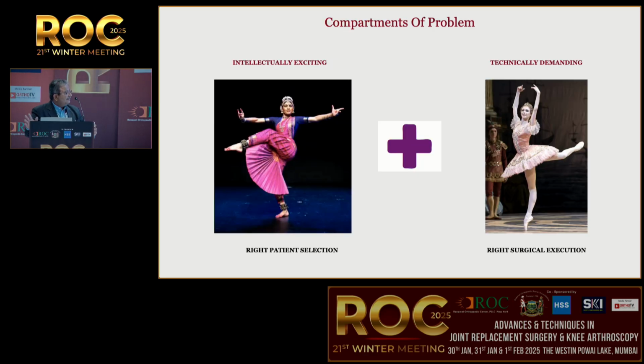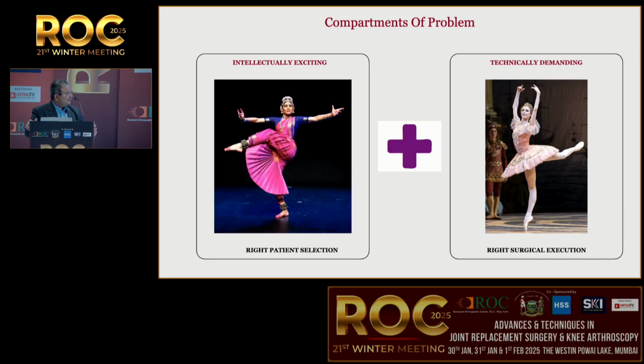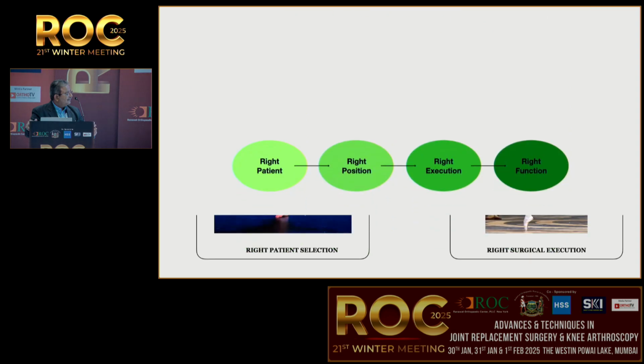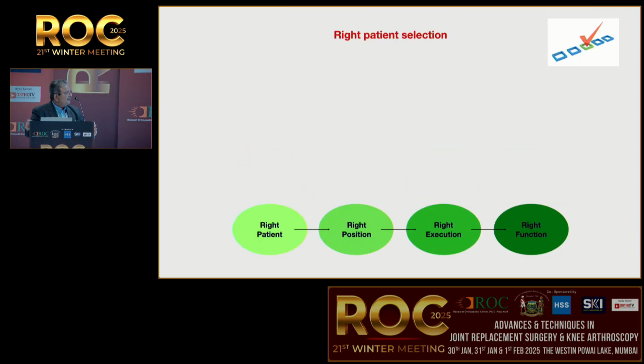So the thing you should understand is one beautiful statement by Professor John Goodfellow, that Oxford is an intellectually exciting but technically demanding procedure. So this is your right patient selection criteria. You must be intellectually ignited to find whether it is AMOA or not, and then there is a learning curve. Of course, you have to learn the right technique. So right patient, right position, right execution and right function.